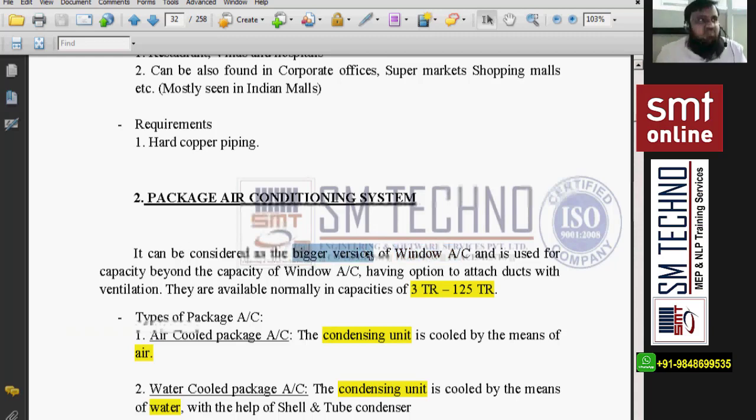Capacity for window is up to 3 TR, but package starts at 3 TR and goes up to 125 TR, very big. Compared to ductable also it's a big unit, but not compared with the chiller. Chiller is a 3500 TR one unit, that's very big, for high-rise buildings. But compared to window and ductable split, this package offers higher capacity, up to 125 TR, and with a special order it can increase also.